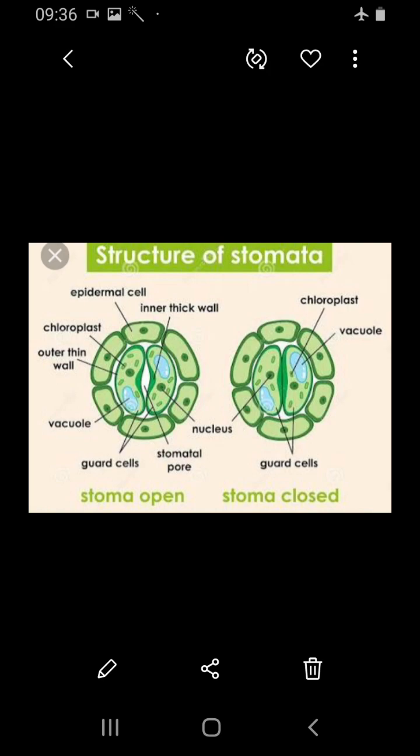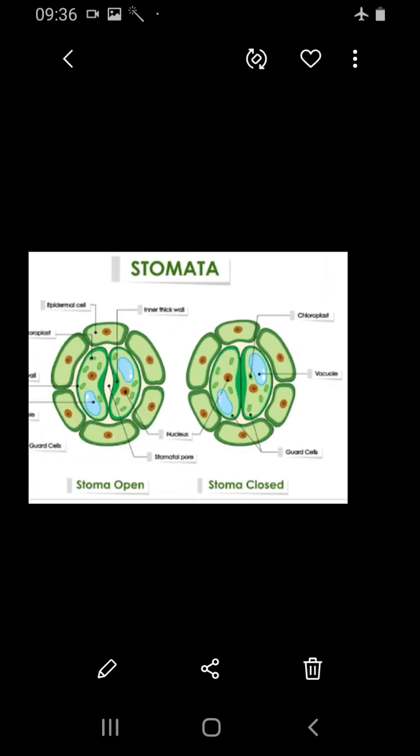Then lenticular means it is from various parts, that is, the opening may be in the woody stem also. We have seen that stomata are seen in the leaves, but they are also seen in the lenticels, or in the bark or the twigs of the plants. So that's all about the types of transpiration.